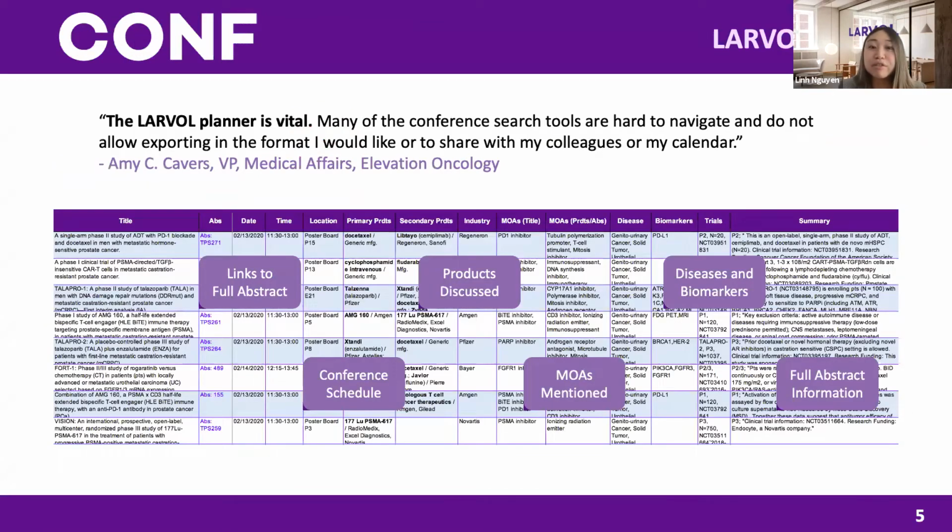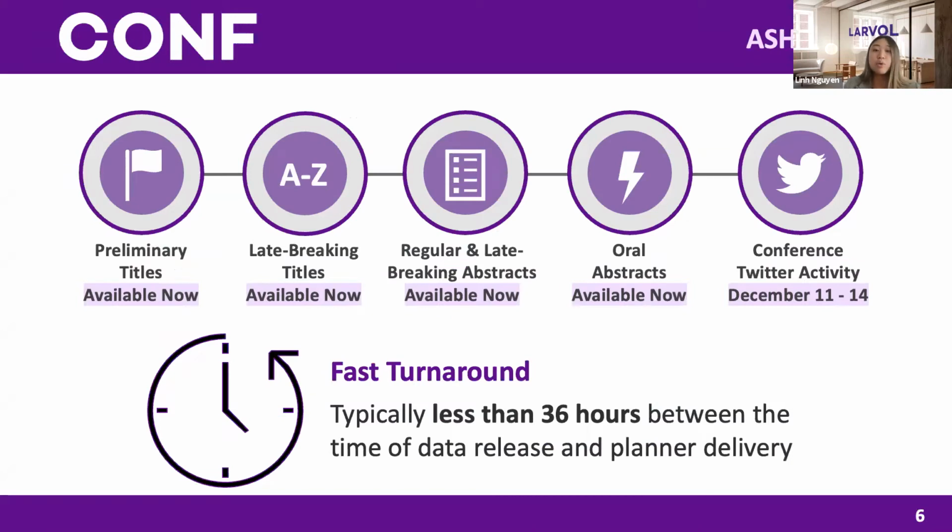And so this leads us to our first digital solution, the conference planner, which we like to call CONF for short. Our conf planners are comprehensive spreadsheets covering every single aspect of the event, including all the details related to the session. Customers are able to receive an updated version of this planner at every stage of data release. So for ASH, we've already profiled the abstracts which we released this month. And so when the late-breaking abstracts are released on November 23rd, our team will add all the new data and recirculate that planner to our customers and even highlight all of the new additions. And we're able to do this within 36 hours of data release. And even after the conference, we're also capturing Twitter activity post-conference.